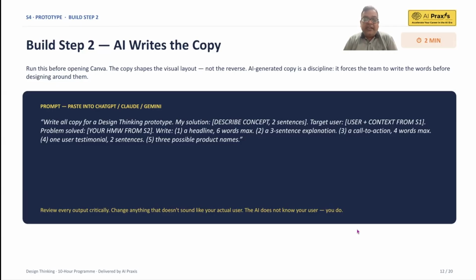But remember, AI writes first drafts, not final drafts. Okay, read every line critically. Ask yourself, would my user actually use this? If not, then rewrite it. Your users are real people. The language should sound natural, not artificial. Once you're happy with the copy, then we'll move into Canva and turn the words into a digital prototype. So I think this is perhaps easier. Let me show you. There's one example that I've already used. Let me just share it with you.